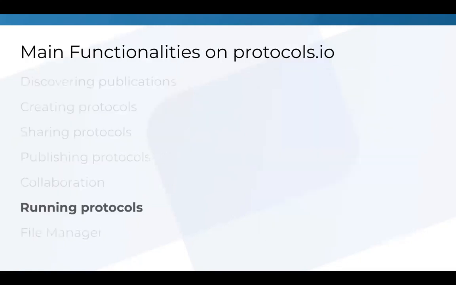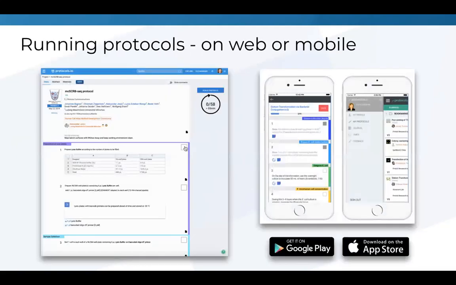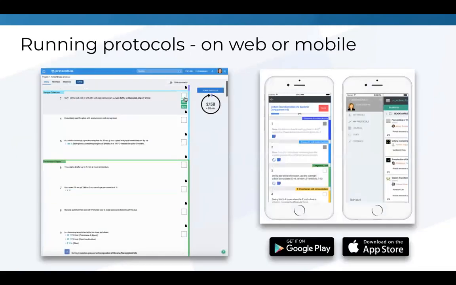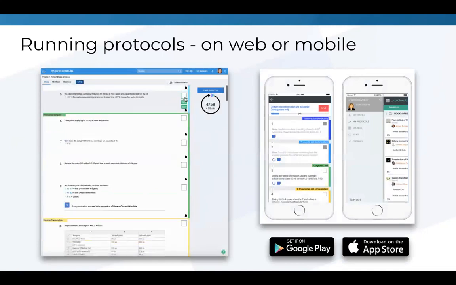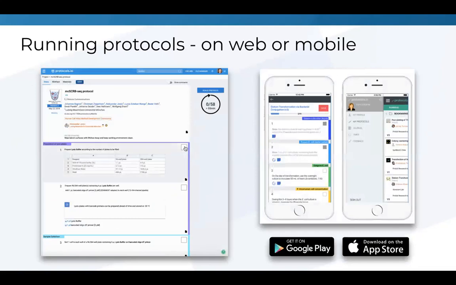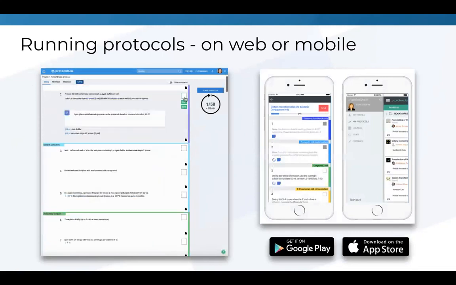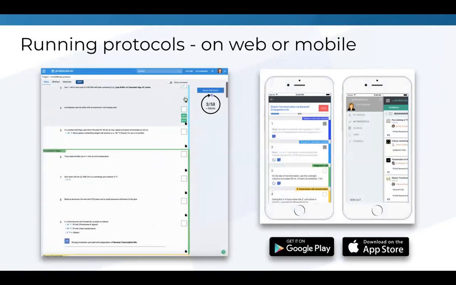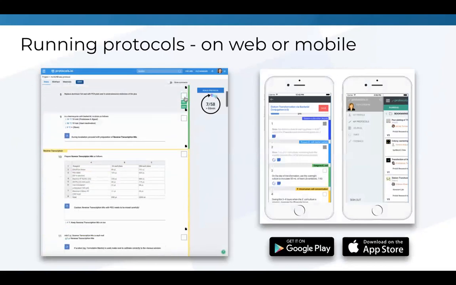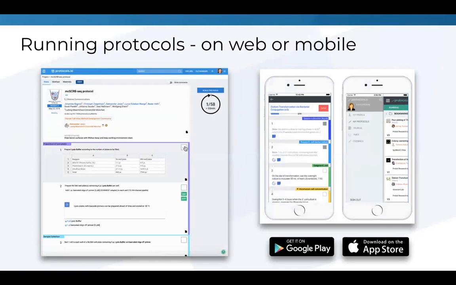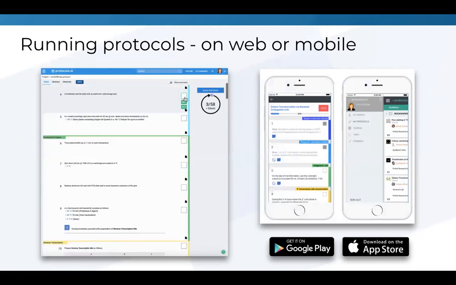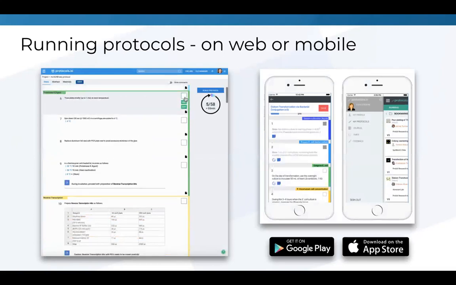And then the last functionality is running protocols. You have the ability to get a checklist of your protocol that you can follow as you're doing the experiment in the lab. And this can either be on a computer, as you can see here, or we also have free Android and iOS apps. So you can have this functionality on your phone or tablet while you're following the steps. And then once you have completed all steps, you can save the experiment and you get an experiment record of it.